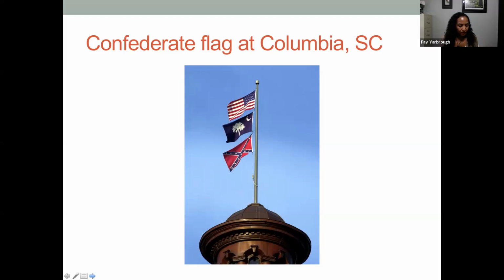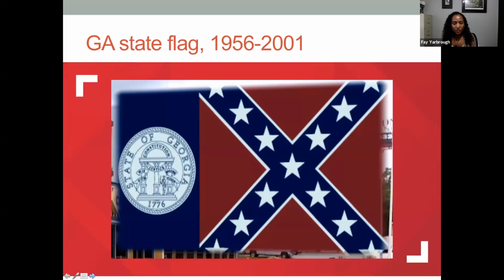And then another controversy is with the Georgia state flag. Again, a little bit older still. So Georgia changes its state flag, which included obviously the Confederate flag prominently displayed. And note the dates of when they made this change to add it in the first place.